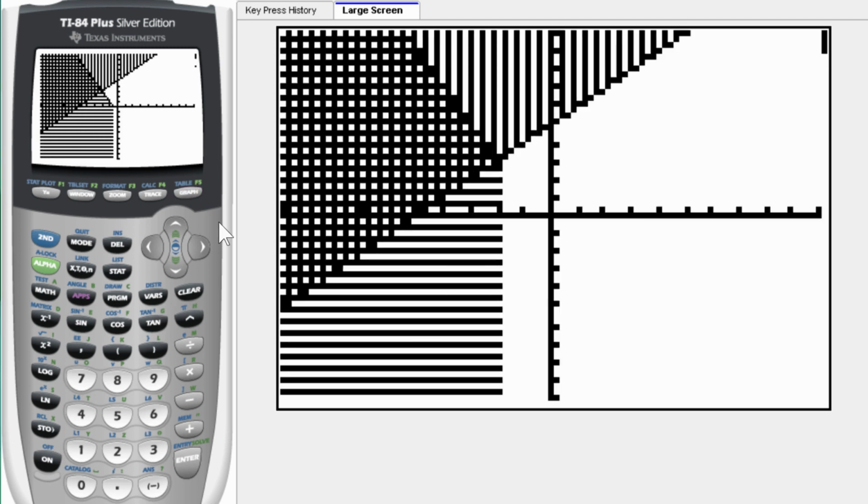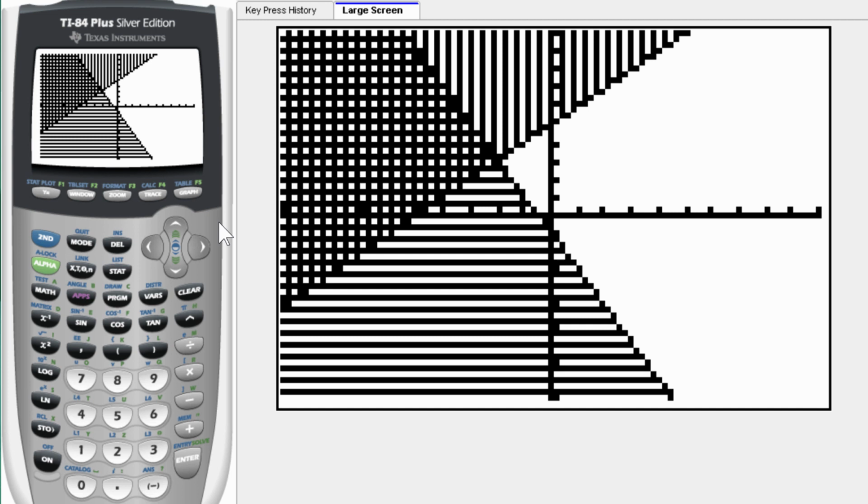As you can see, vertical shading marks are used with one of the inequalities and horizontal shading marks are used with the other inequality. Therefore, when they overlap, you get this checkerboard pattern. Your solution set will be in this region right here.